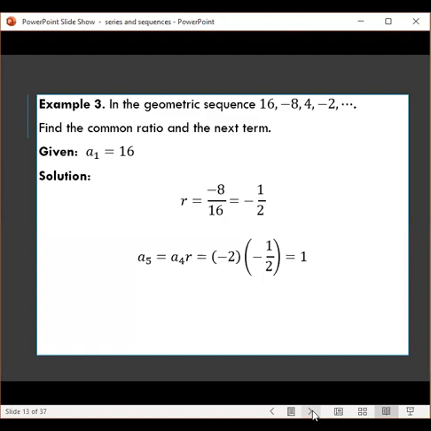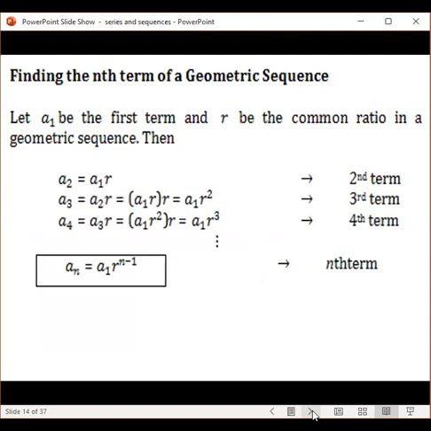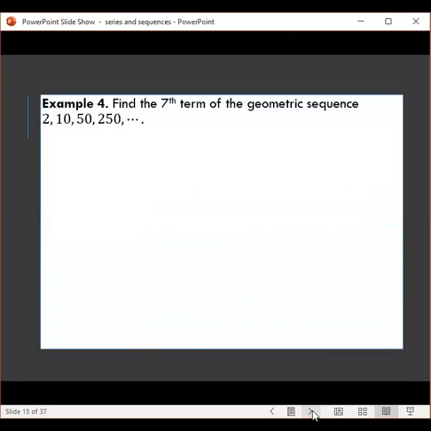Okay, let's proceed. How do we find the nth term of the geometric sequence? We have our formula: a sub n is equal to a sub 1 times r raised to n minus 1. R again is the common ratio, and a sub 1 is the first term in the geometric sequence. For example, find the seventh term in the geometric sequence 2, 10, 50, 250.